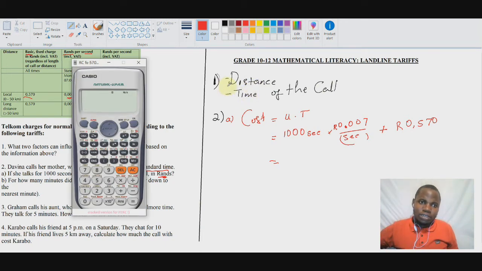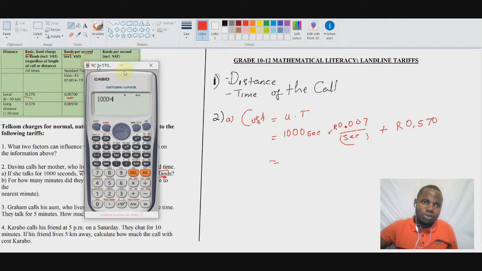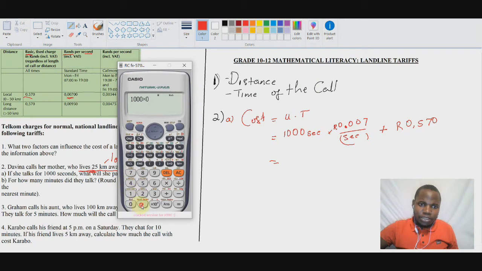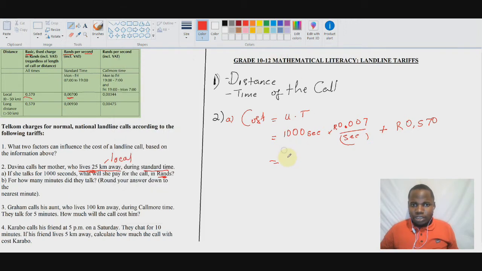Now you have 1,000 times what? Our calculator, please assist us. 1,000 times 0.007. Please make sure you confirm your calculation. Okay, plus 0.570. Whether you add the other 0 there doesn't matter. It can be 0.57. So the cost is 7 rand 57 cent. Okay, 7 rand 57 cent.